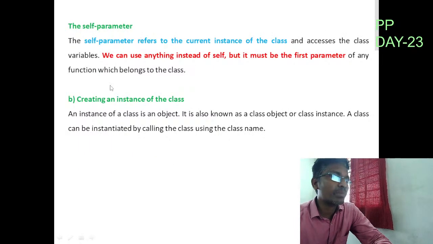And what is a self parameter? I already said that the self parameter refers to the current instance of the class. So the self parameter refers to the current instance of the class, and you can use anything instead of self. Instead of the argument self, you can use any other argument also, but it should be the first parameter. That argument must be available as the first parameter, the first argument in the function. Otherwise, it will produce an error.